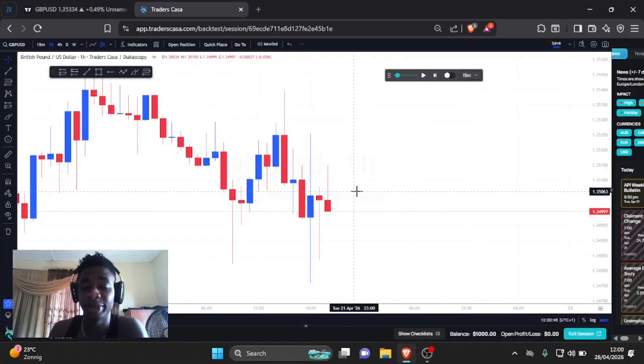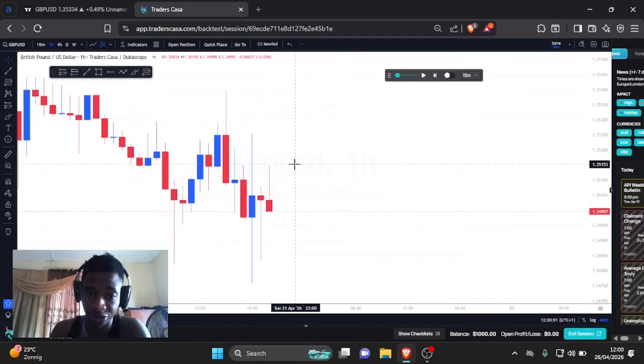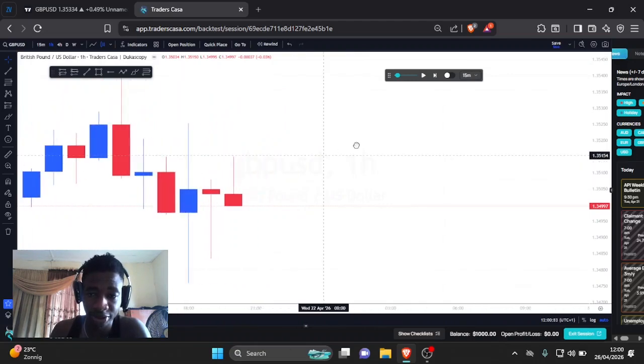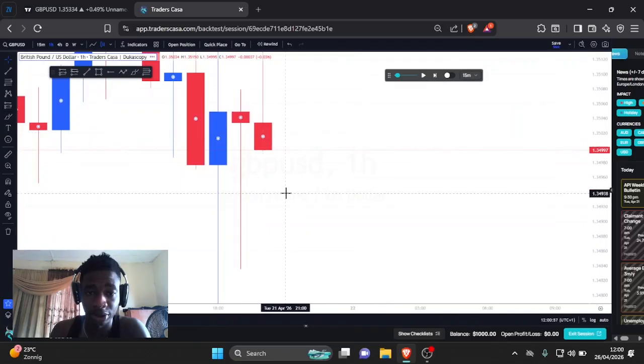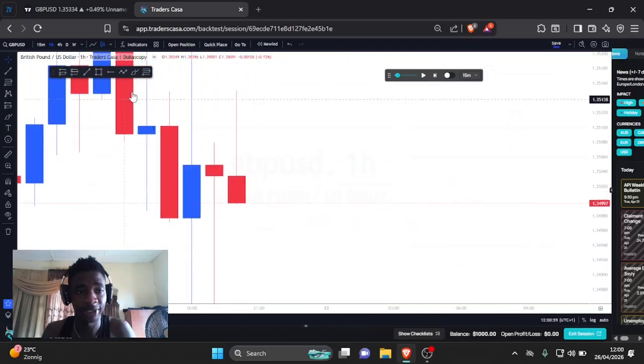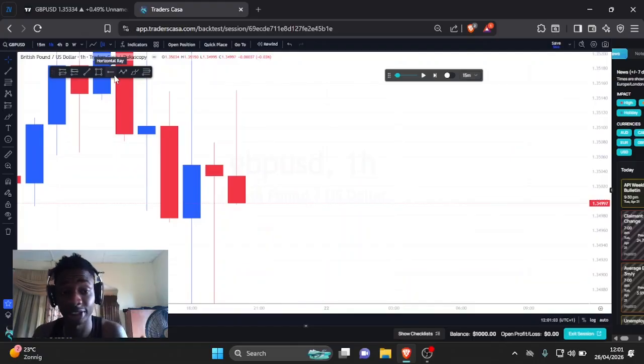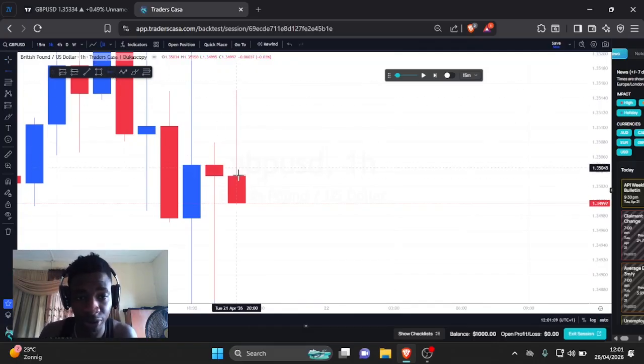Alright, so this is a backtesting software, Trader Casa. You can use this platform to backtest your strategy. So now let's take this current candle as an example. Remember I said we have three things in a candlestick. We have the wick, we have the body open, and we have the body close. For example, look at this current candle. We have the wick. This is the wick.